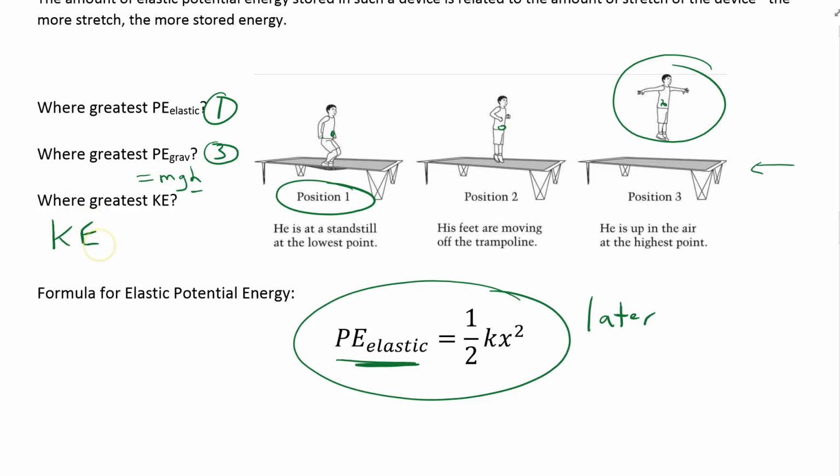Kinetic energy, the energy because some object is moving. Where do you think the boy would have the greatest kinetic energy? In which position, number 1, 2, and 3, is he moving the fastest?